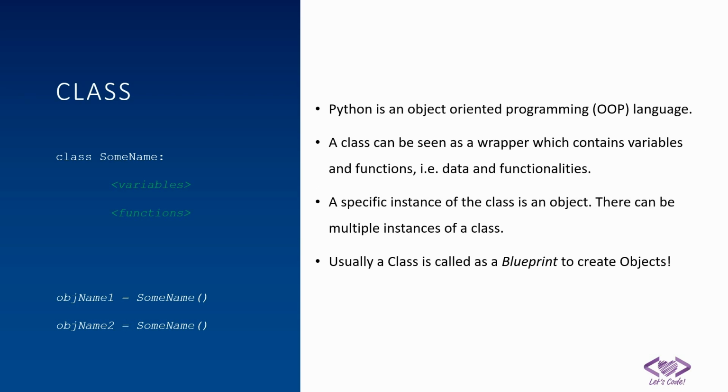You can see on the left side, class and some name, and inside that you can group the variables and functions together. Once this class is defined, you can create as many objects as you want. How you create that is: object name is equal to the class name with parentheses. So you can create multiple objects from an existing class. Let's get into the code and see how we can do this.